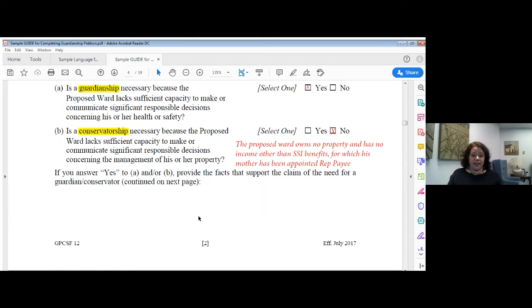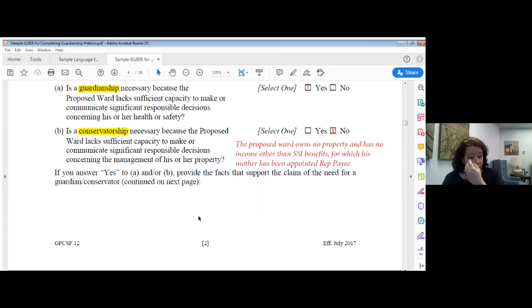If you answer yes to A or B, provide the facts that support the claim of the need for a guardian or conservator. And it is not enough to say here, my child has Down syndrome, my child has autism, and then move on to number 4. Forget it. It's going to get kicked back to you because not every person who has autism would meet the capacity for needing a guardianship. Likewise, not every person who has Down syndrome would meet the capacity for needing a guardianship. So you've really got to make your case.